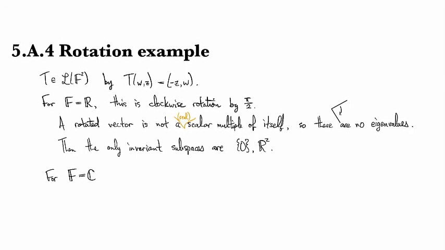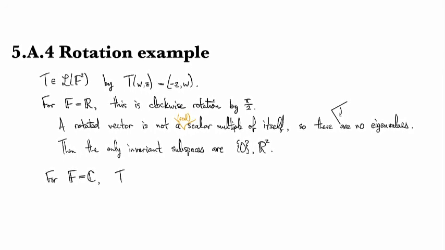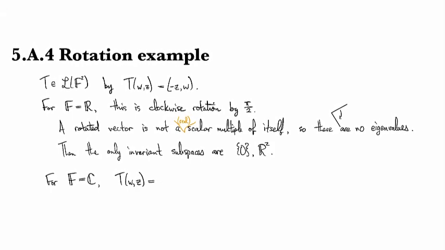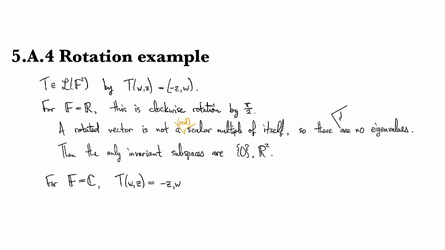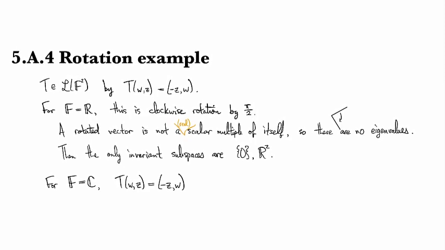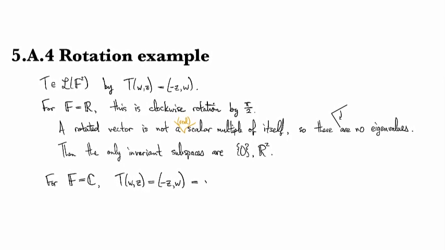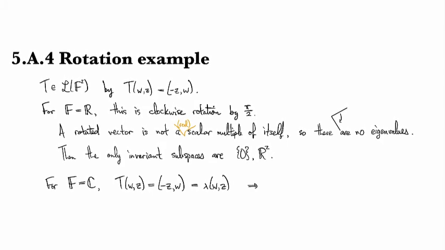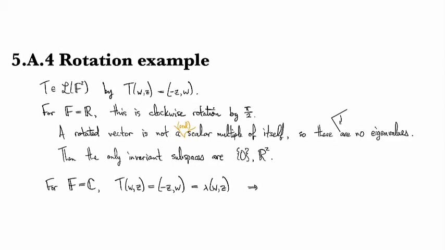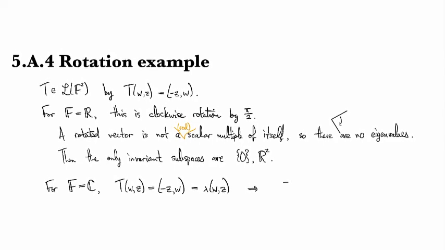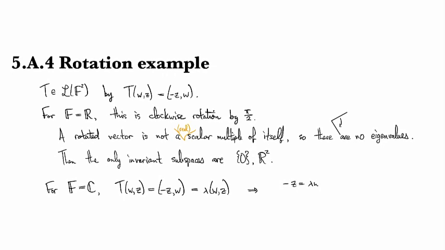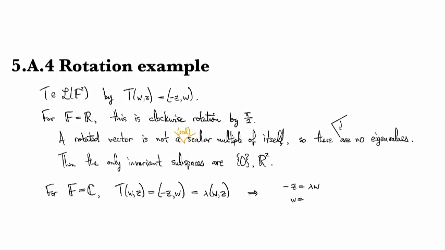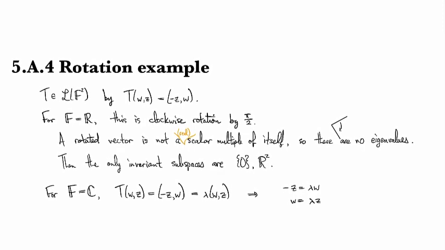On the other hand, if we take F to be the complex field, then let's see. So if (w, z) gets mapped to (-z, w), and this is supposed to be a scalar times the original thing, then comparing the first coordinates gives us the equation -z = lambda w, and comparing the second coordinates gives us the equation w = lambda z.